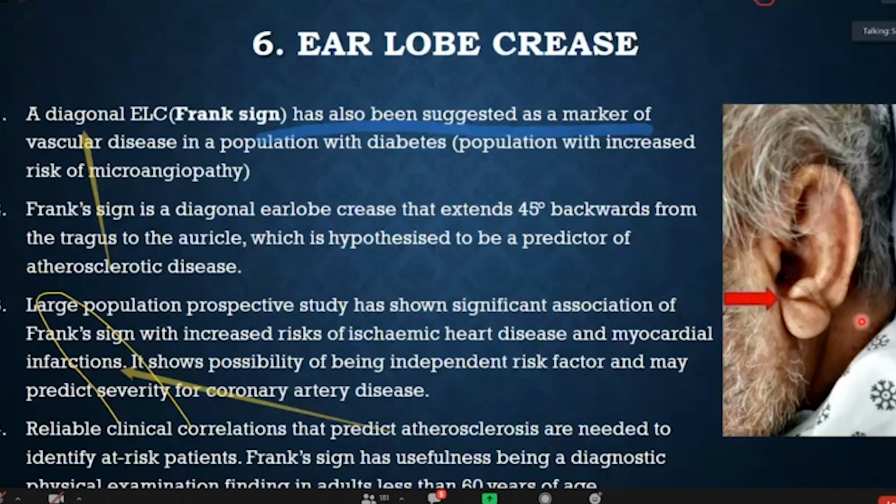So this is a diagonal earlobe crease. It is a 45-degree line backwards from the tragus to the auricle. It is known as the Frank sign or earlobe sign. In most observational studies, it is found that there is a high prevalence of this in patients with atherosclerosis, even at less than 60 years of age. They found a large prevalence of this sign. So I think this is one of the important sign phenotypes. I think we should look for this in most of our patients. So it is known as the Frank sign.